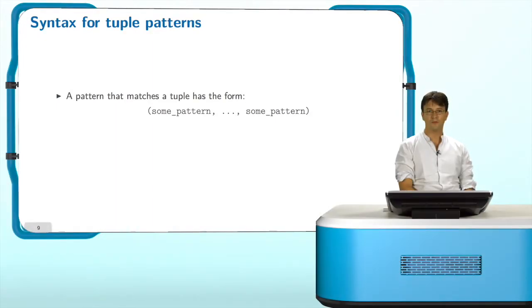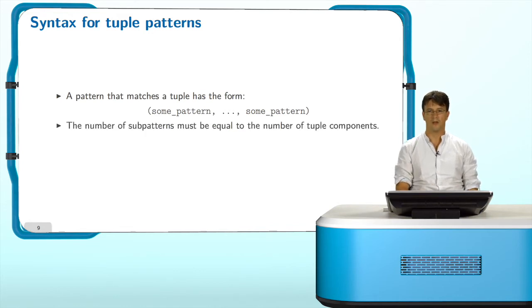So let us review the general syntax for tuple patterns. In fact, you just have to write a pattern for each component and separate them using commas. The only constraint is the fact that the number of subpatterns must be equal to the number of components of the tuple you are pattern matching.